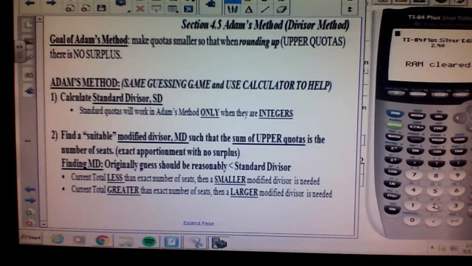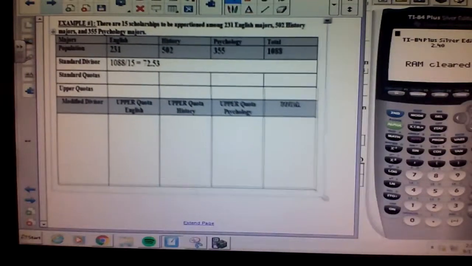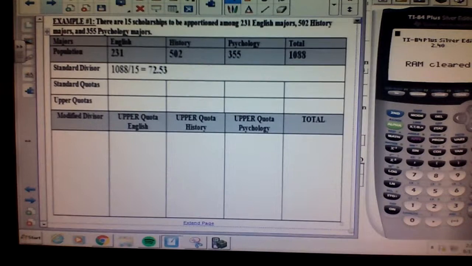Standard divisor, plug it into your calculator, get your standard quotas, but now I give upper quotas and continue to play the guessing game. Here's our first example, and it should look very familiar because we've done this one for every method now. The top should say section 4.5 Adams method.